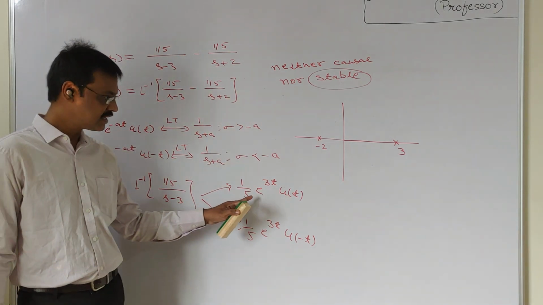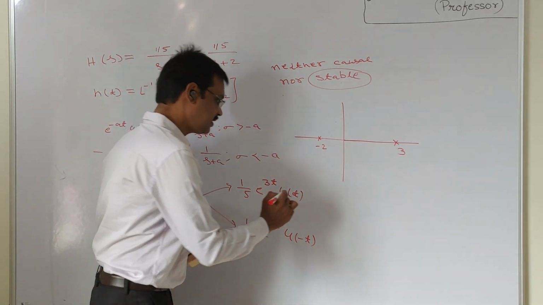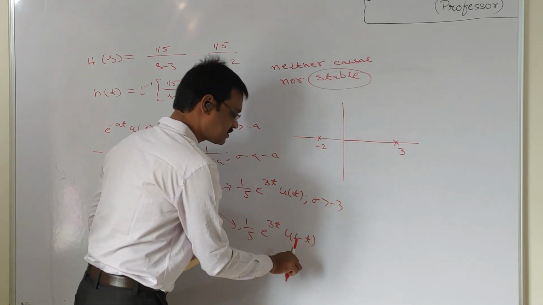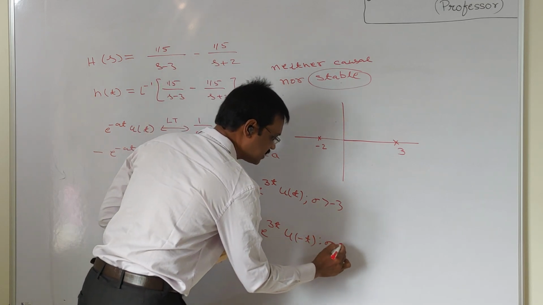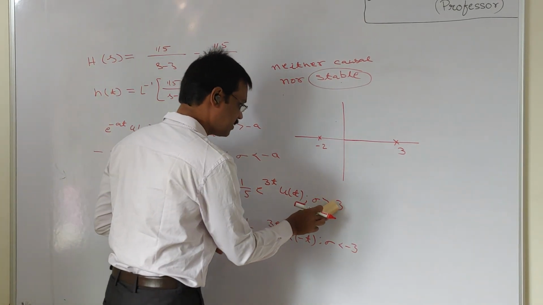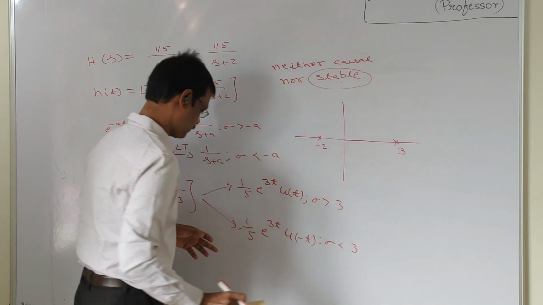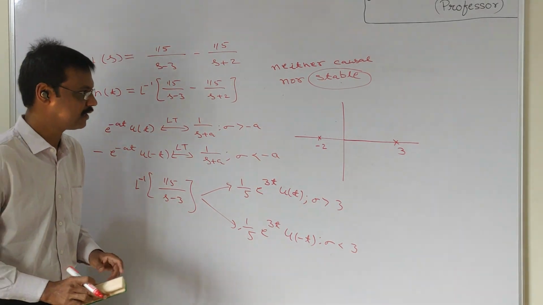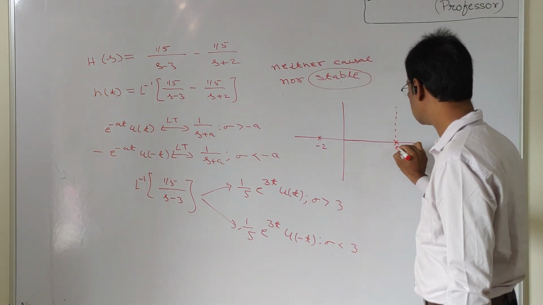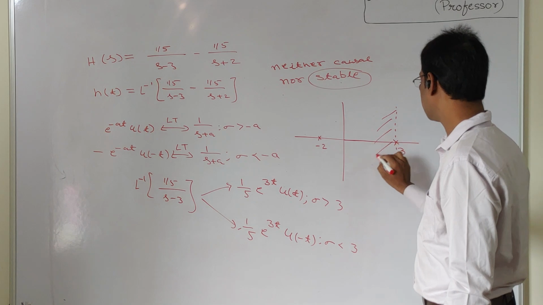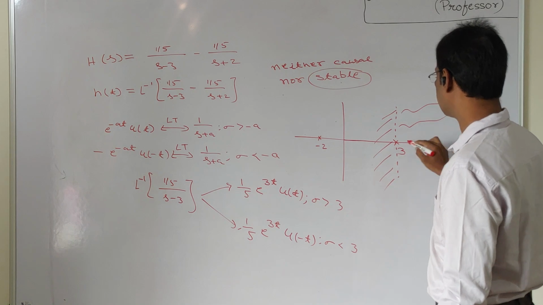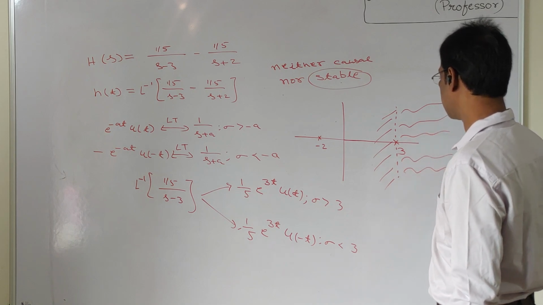If you consider the first as the answer, what is the ROC? Sigma is greater than 3. If you consider the second as the answer, the ROC is sigma less than 3, because there is a pole at s is equal to 3. If sigma is less than 3, the ROC will be like this. If sigma is greater than 3, the ROC is like this.